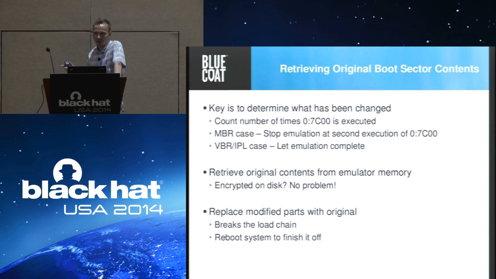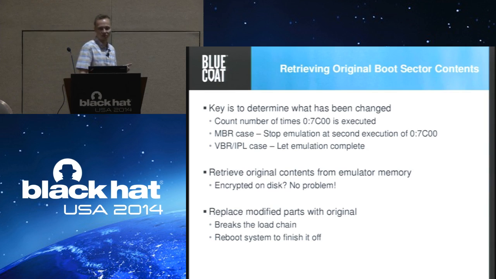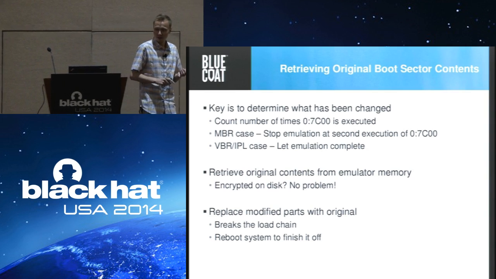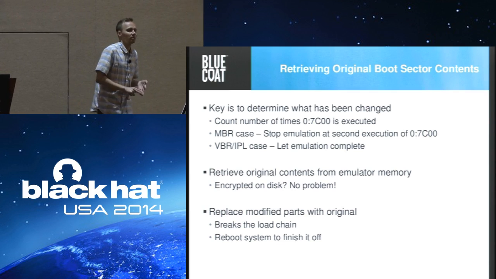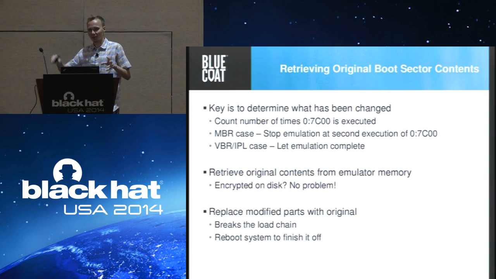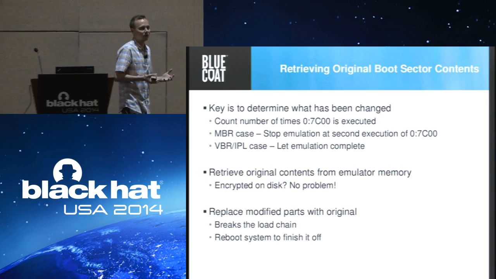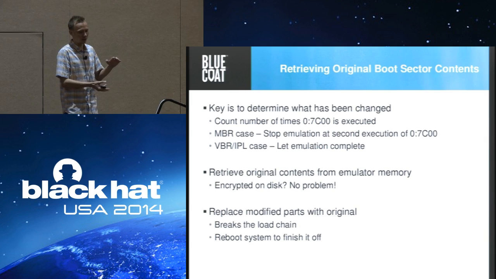Okay? And we already know this because we were smart enough to count the number of times that 7C00 has been executed. So if it's 3 times, we know that the MBR has been replaced. In that case, we just emulate it again, and then we stop emulation at the second time that we hit 7C00. At this point, the original contents of the MBR should reside within our emulator's memory.